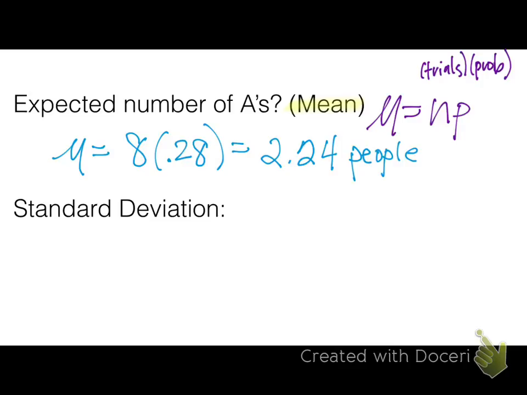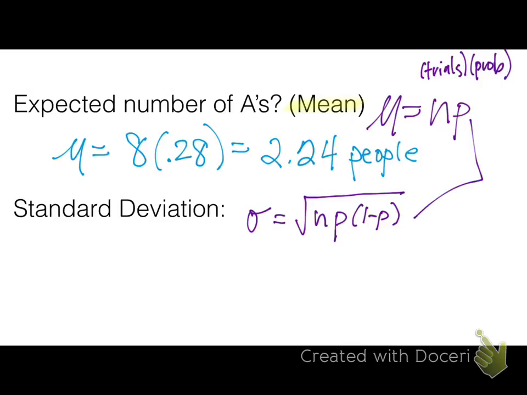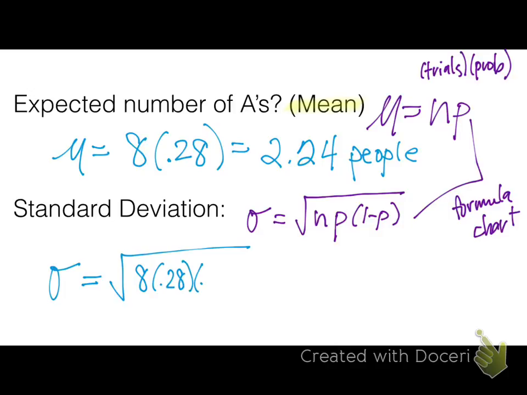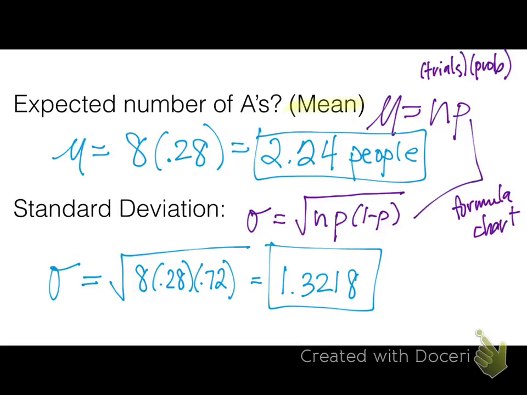Standard deviation, the formula for that is the square root of N times P times 1 minus P. And you get both of these formulas on the formula chart, so you don't have to worry about memorizing them. So when I plug that in my calculator, you end up getting the square root of 8 times 0.28 times 0.72, and you should get 1.3218. So these would be your answers.